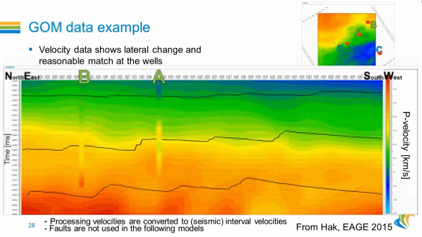So first, the seismic velocities. This is a paper from a colleague of mine and was shown at the EAGE in 2015. So you can reference that. What we start with is the velocity model coming from processing, and we've of course matched that at the wells, and it's transformed from RMS velocities into interval velocities. That's the basis we start from, and you see that the velocity data shows a reasonable match at the wells. We're not using any faults here because that would be too detailed for low frequency modeling.